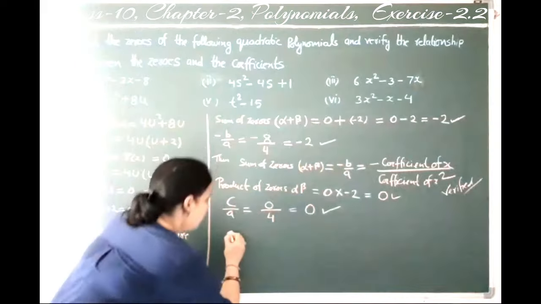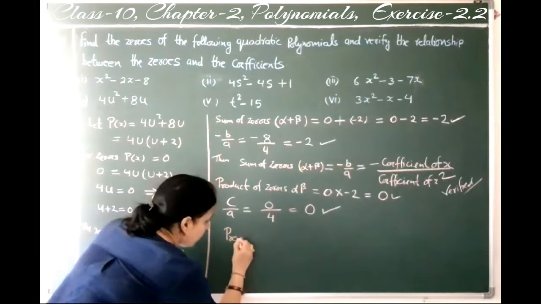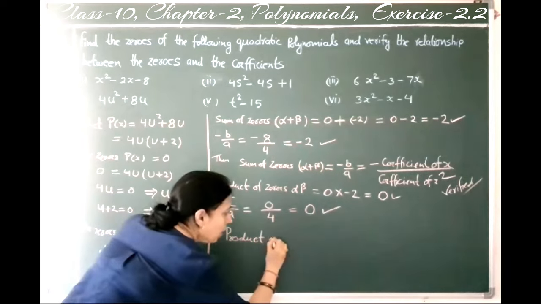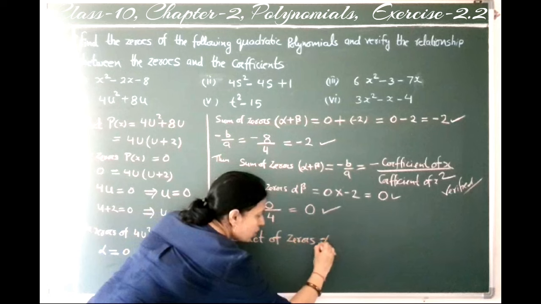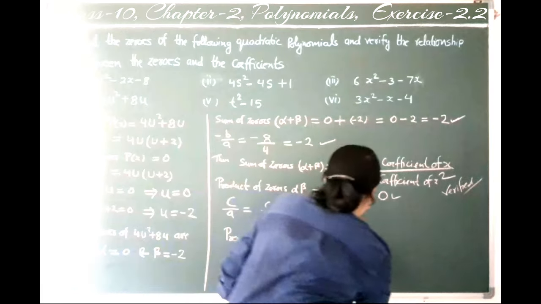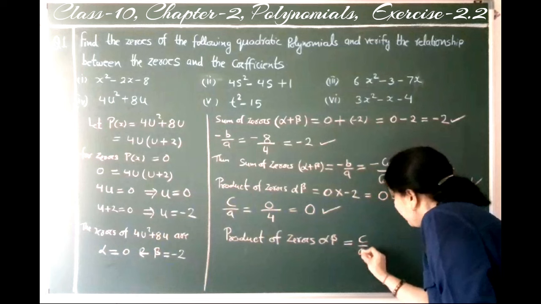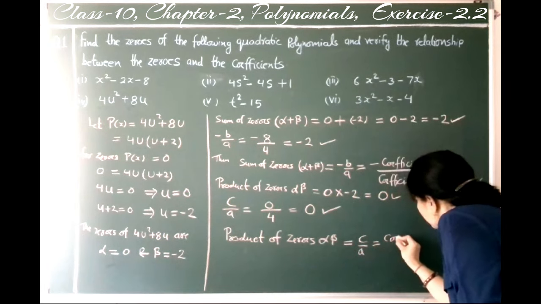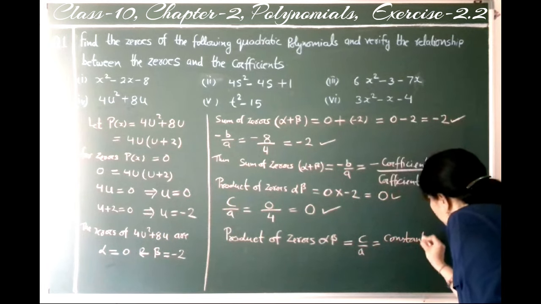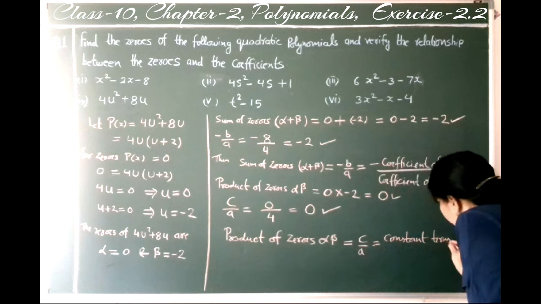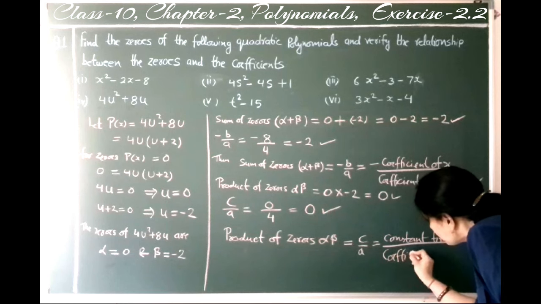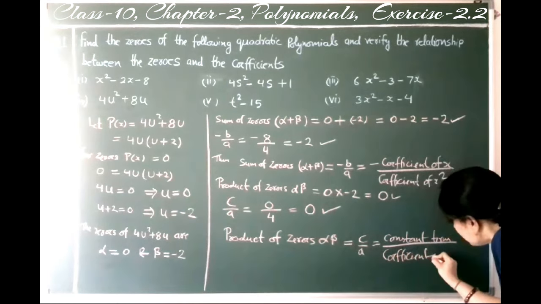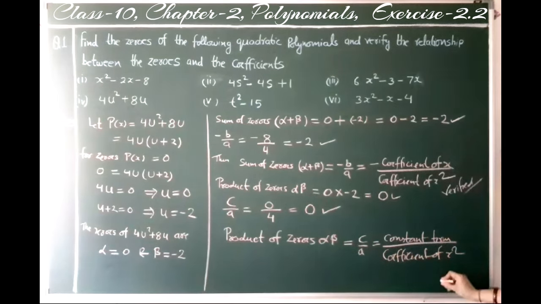So we can say that the product of zeros, that means alpha into beta, is equal to C by A. That means constant term divided by coefficient of x square, and this is verified.